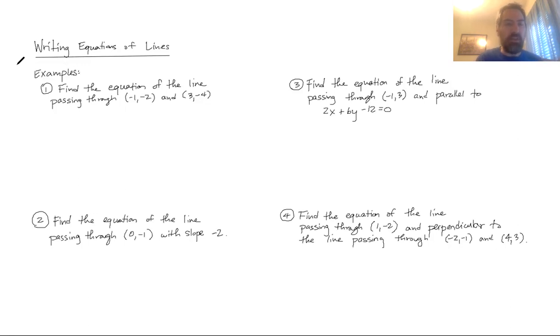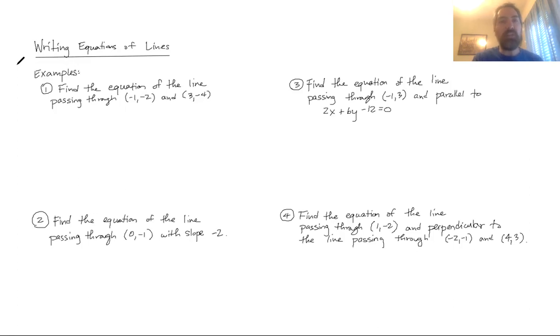In this video, we're working additional examples of writing the equations of lines, and we'll see different aspects in each example. But the common theme in all four examples is that you're given at least 1 point. We need a point and a slope in order to write the equation of a line. You're always going to be given a point. You have to know the point in order to write the equation of a line.